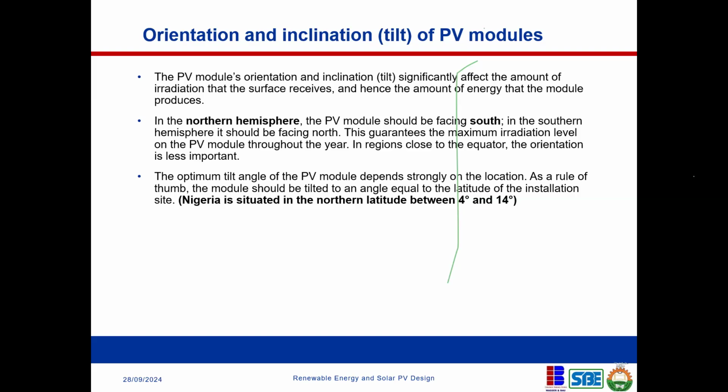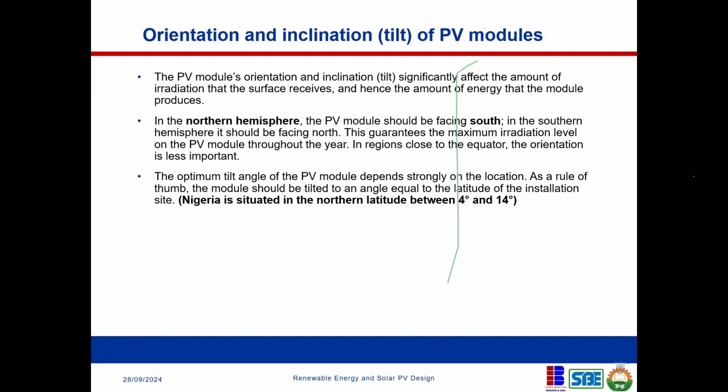Let me quickly explain that. When I say southern hemisphere and northern hemisphere, I do not mean, for example, northern Nigeria or southern Nigeria. No. The entire Nigeria is in the northern hemisphere, along the equator. If you look at the global map, that's what we call the equator. The entire Nigeria is in the northern hemisphere, and that's why every solar panel that you see in Nigeria with the right orientation is facing south.